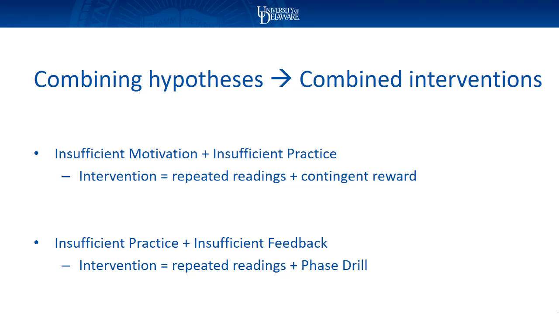Another example is you might consider that the student lacks both practice and feedback. So you might create an intervention for oral reading fluency that has repeated readings to support practice and something called phrase drill, which is a way to provide embedded feedback. Indeed, often multiple factors explain why a student is struggling, so combining hypotheses and creating a combined intervention may be a useful and effective approach to identifying effective interventions at Tier 3.